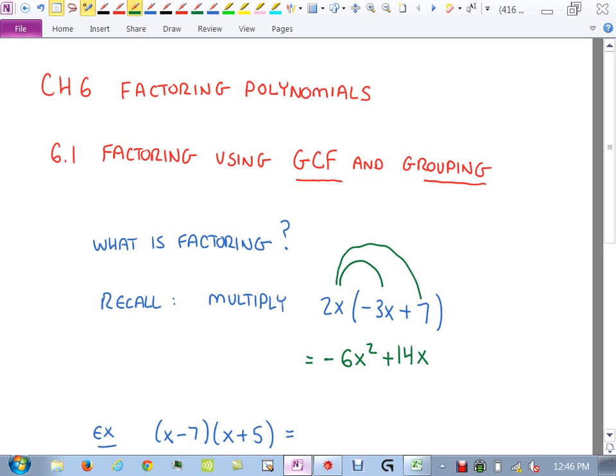So the process of multiplying was just using the distributive property. That's not our goal today. Our goal today is to start with this and go back to this. That's called factoring. The reverse process. Undoing the multiplication. I mean, we're undoing the distributive property. So somehow we're going to have to go from 2 terms, a binomial, and try to create a monomial times a binomial. Okay, so how are we going to do it?